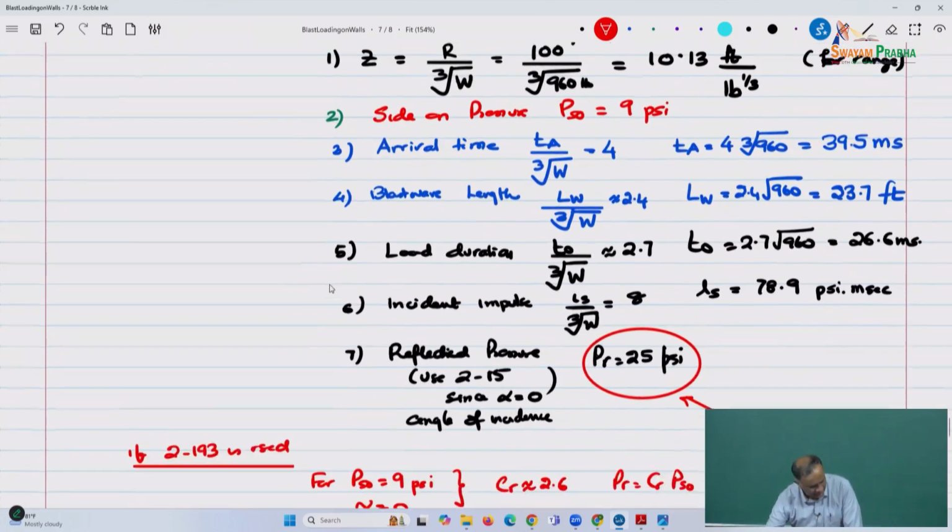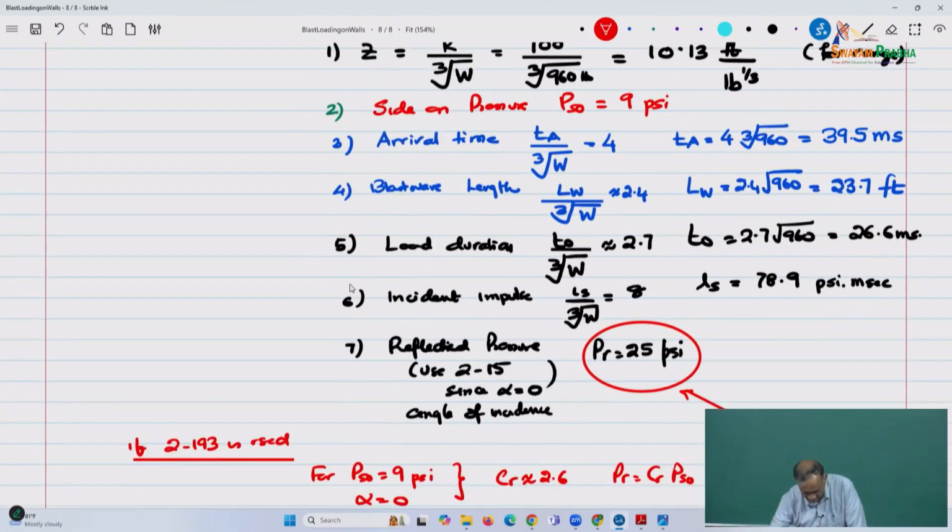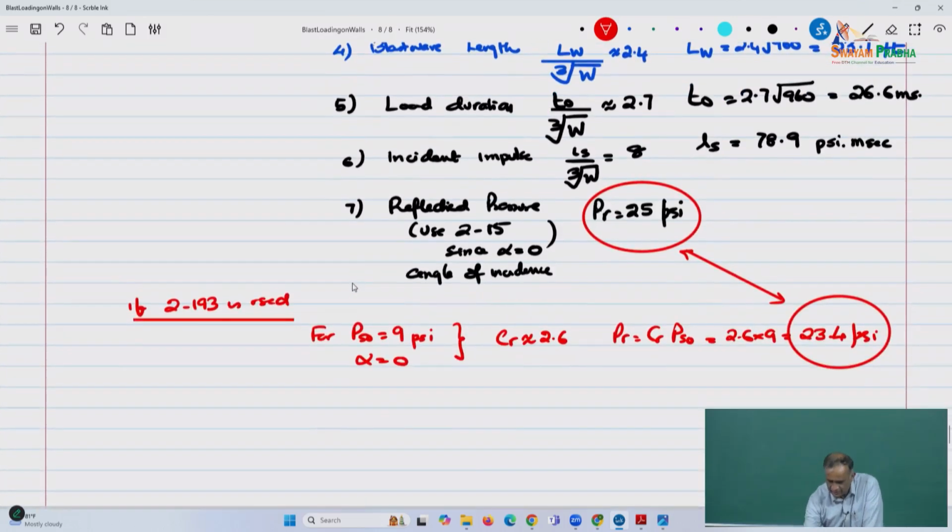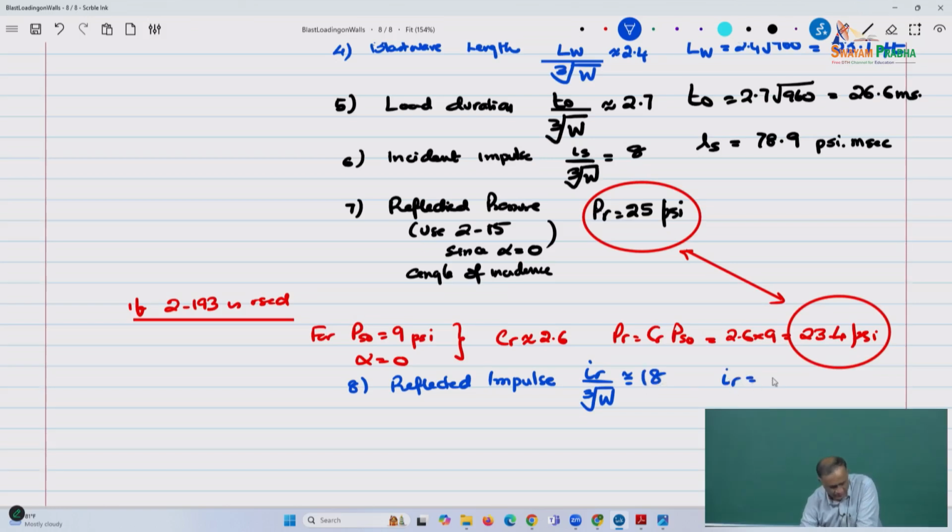And let's anyway go ahead and calculate all the values here from the graph. The final one is the reflected impulse. All from 2-15. So IR by cube root of W is 18, or IR equal to 177.56 milliseconds.